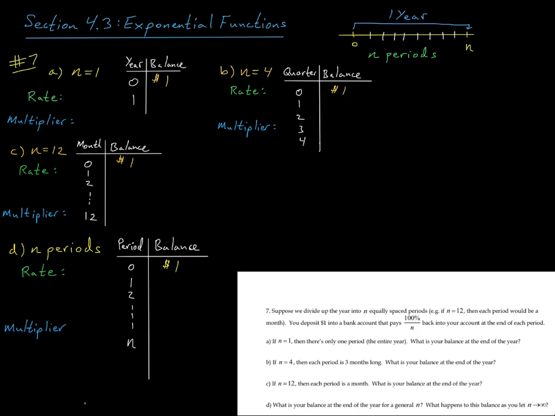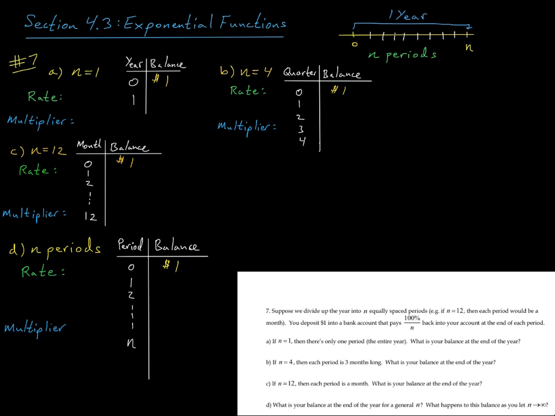All right, question 7 says, suppose we divide up the year into n equally spaced periods. So for example, if n were 12, then each period would be a month. You deposit $1 into a bank account that pays 100% divided by n back into your account at the end of each period. Okay, so we have our full year.